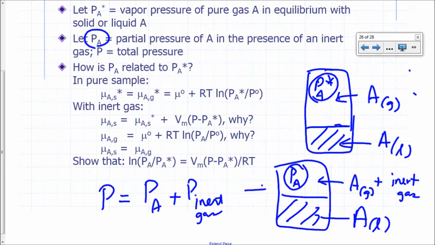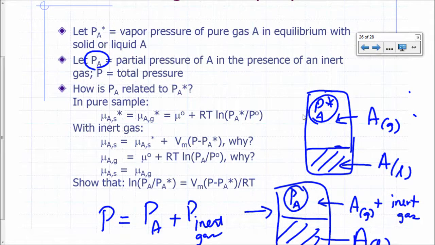Okay, in this situation right here. And so like I said, let's try to figure out how the presence of the inert gas will affect P star A. How will it affect the partial pressure of A? All right, so let's analyze this using the concept of chemical potential and how it depends on pressure.